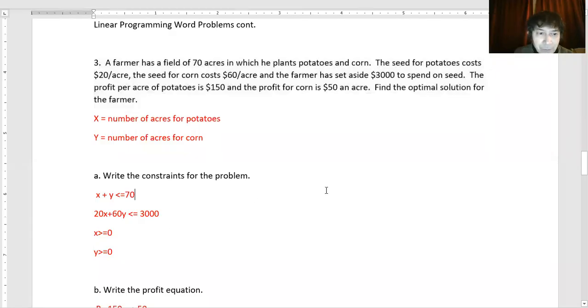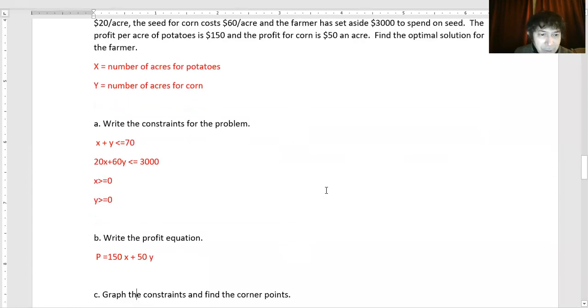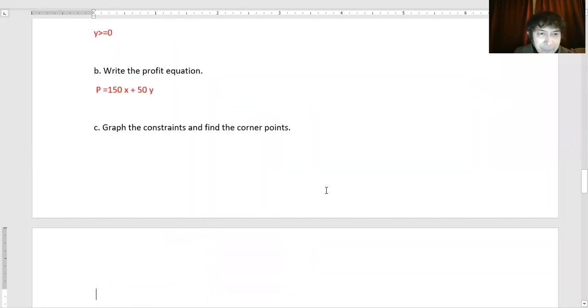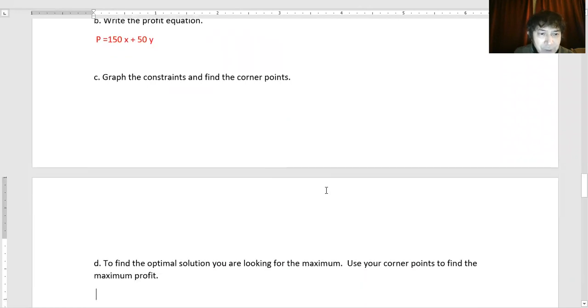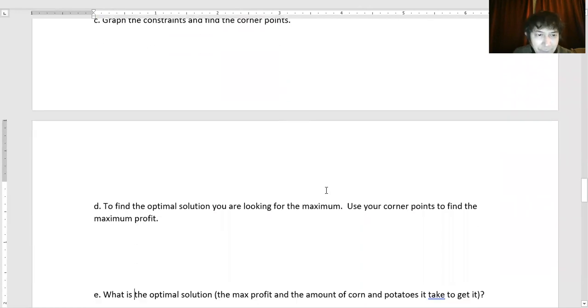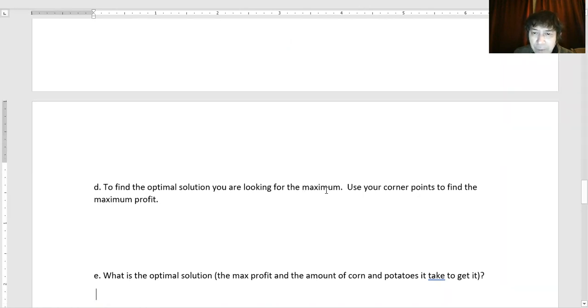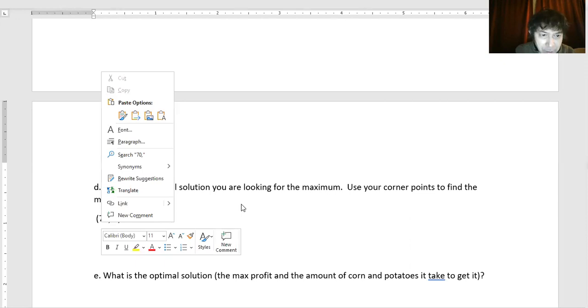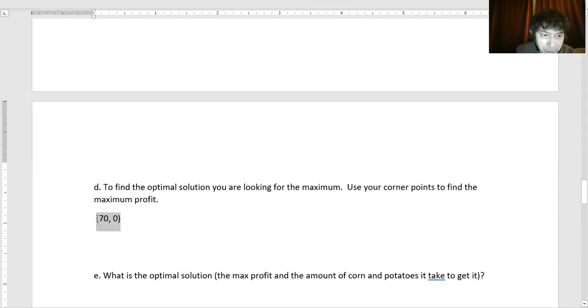Okay, so we continue with our answer. All right, we already did our constraints, and then to find, this is letter D, to find the optimal solution, you're looking for the maximum. Use your corner points to find the maximum. And we found it at 70, 0. There, okay? This is our answer. Let me make that red.